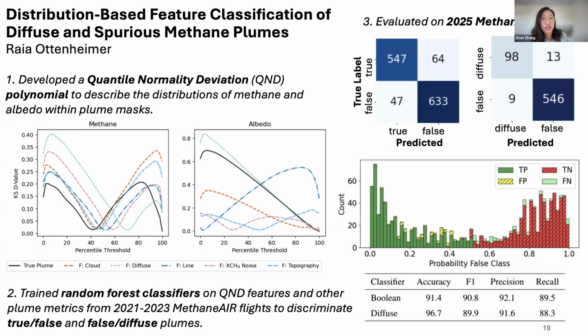Basically, what we did is that we first developed a polynomial distribution for both the methane concentration layer and the albedo layer. And then we used a simple random forest model to classify the plume labels into true or false categories. By applying such a model to MethaneAIR data, we observed a really good performance on detecting albedo artifacts. And we are extending the scope of this study to include more false detection categories, especially diffuse enhancements.